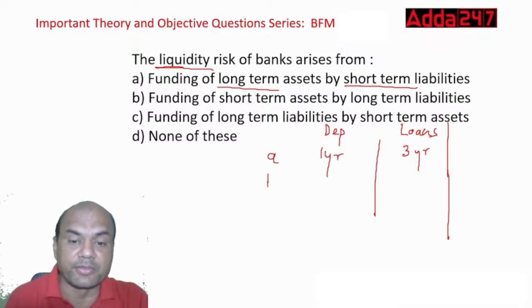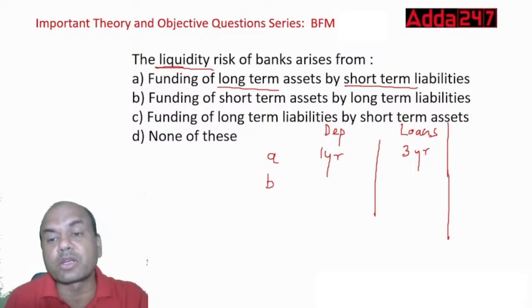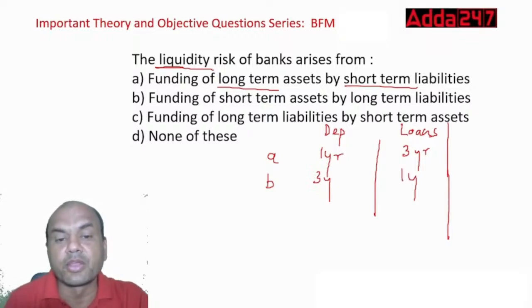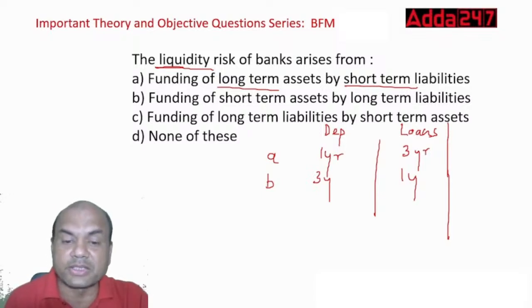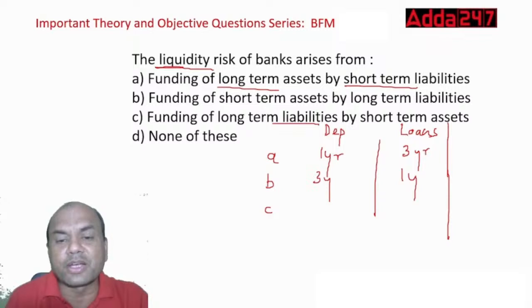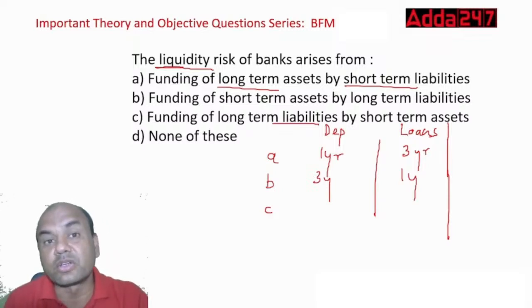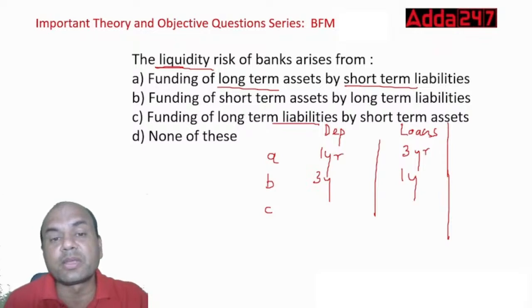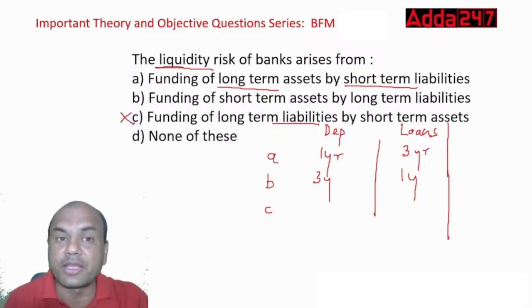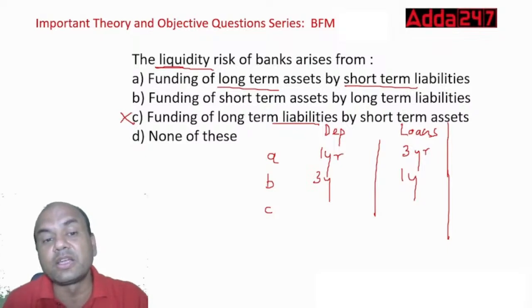Let's see later. B, funding of short-term assets by long-term liabilities. So deposit of 3 years and loan of 1 year. Will it create a problem for me? C, funding of long-term liabilities by short-term assets. This is ab initio wrong, from the start only wrong. Why? Liabilities funded by assets. Is it possible? Not at all possible. Assets are always funded by liabilities, long-term or short-term. So C is ab initio wrong. Ab initio means from the start itself. We need not even discuss this.